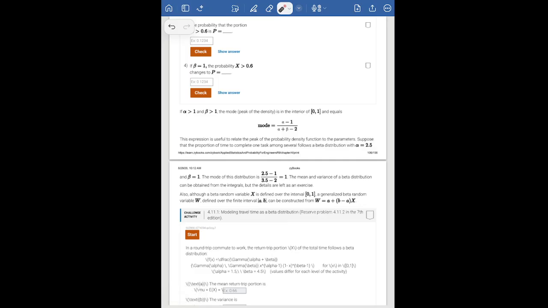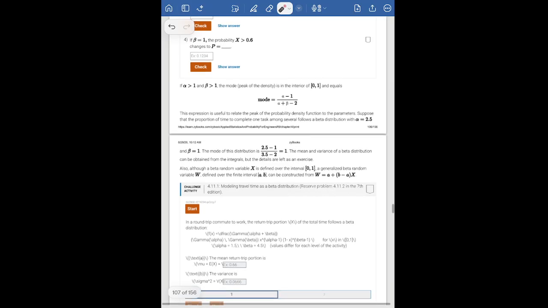Now there are times where you can have the peak of the density, and for this particular distribution, we call that the mode. That's calculated in this sort of fashion. We got alpha minus 1 over alpha plus beta minus 2. This expression is useful to relate the peak of the probability density function to the parameters. Because it's like we got the alpha, you got the beta. It's like, what do those mean?